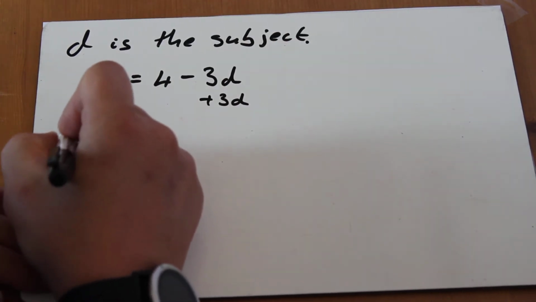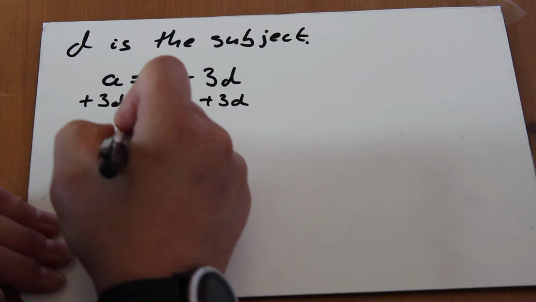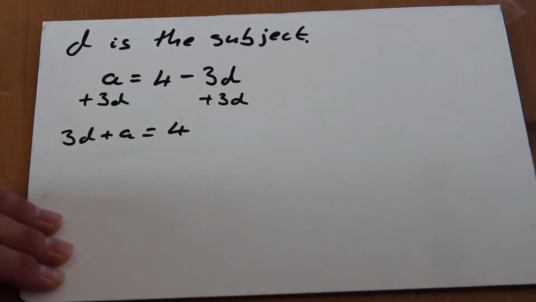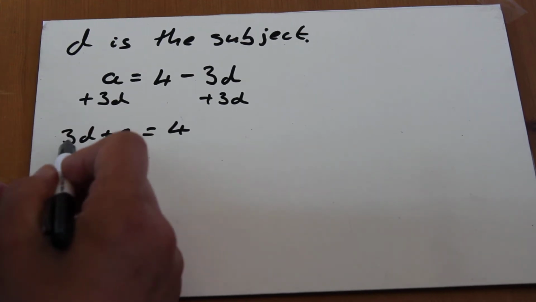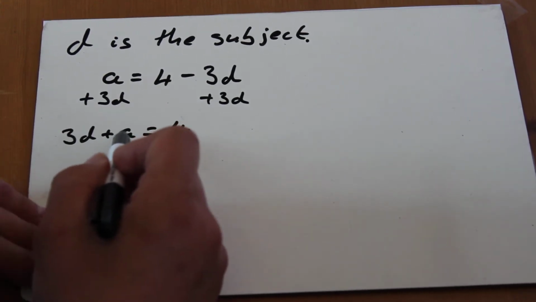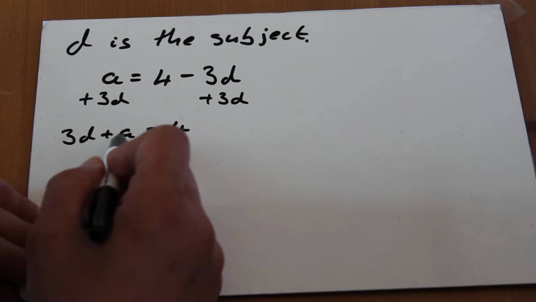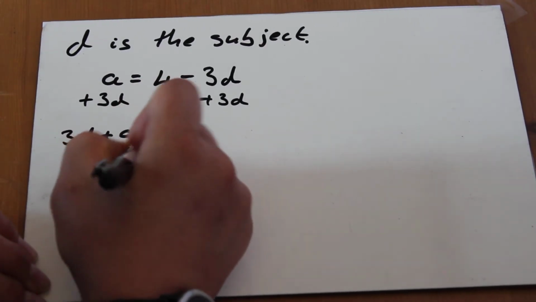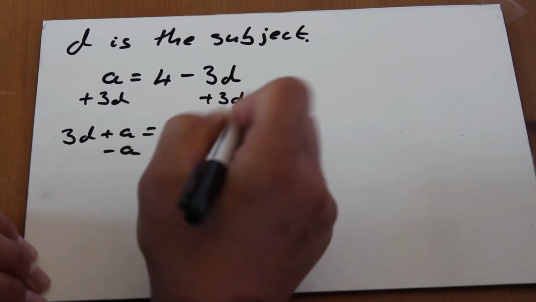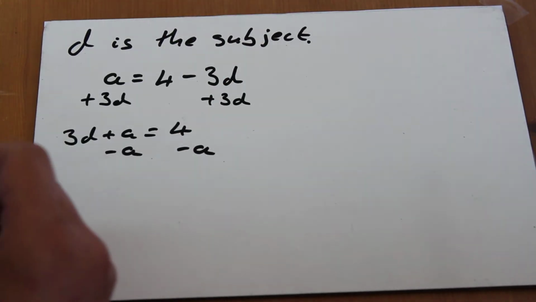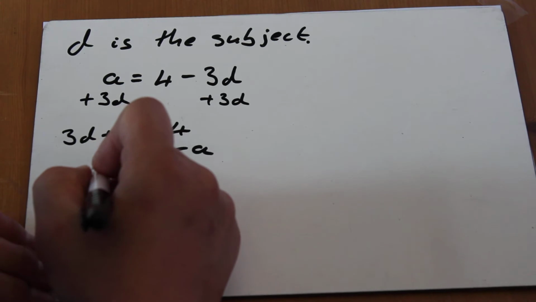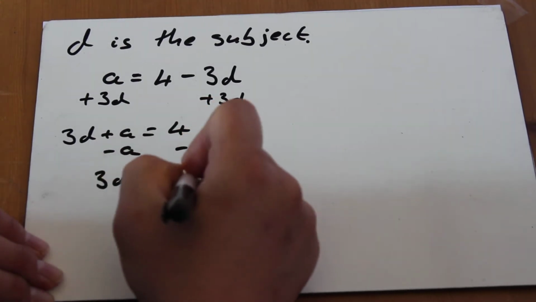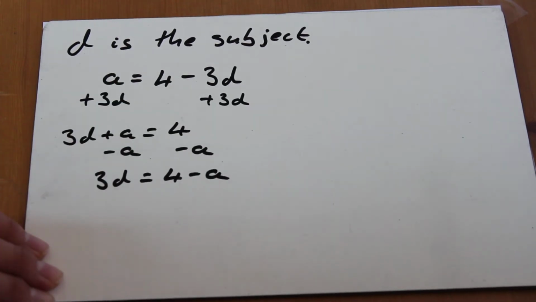This now gives me 3D plus A is equal to 4. I want to end up with 3D on its own, which means we need to make sure this A ends up on the other side. So in order to do that, I subtract A because I always do the opposite of what it says to do in the question. So that now gives me 3D is equal to 4 minus A.